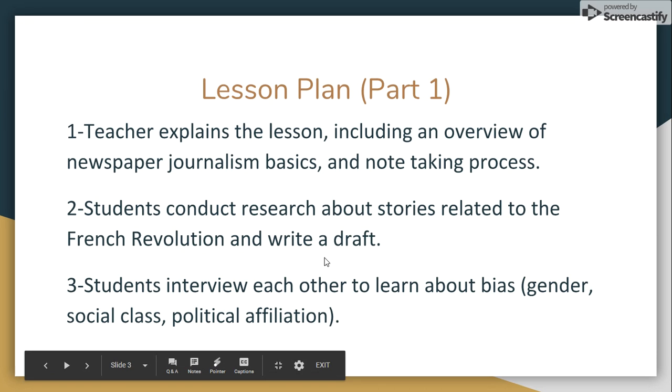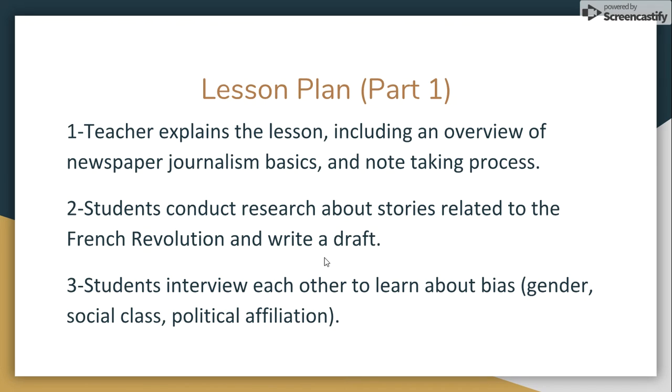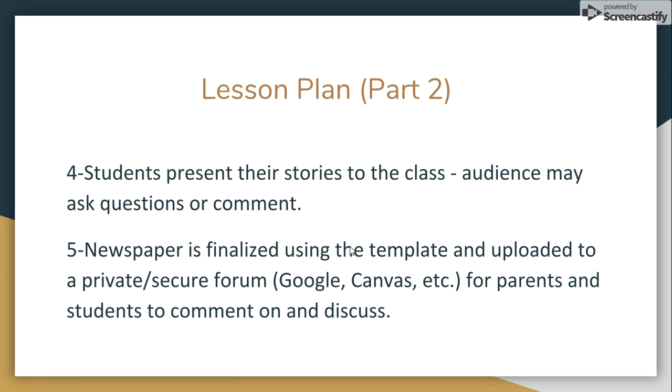So the lesson begins with an explanation of the basics of newspaper journalism as well as the note taking process. From there, students begin conducting research about their stories related to the French Revolution and write a draft of their article. Next, students interview each other to learn about bias, whether that's based on gender, social class, or political affiliation. Then, students present their stories to the class, and the audience may ask questions or comment.